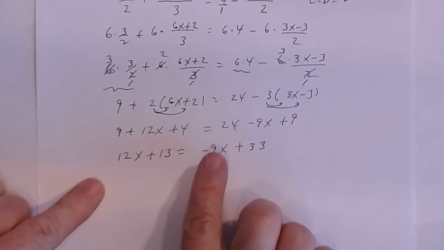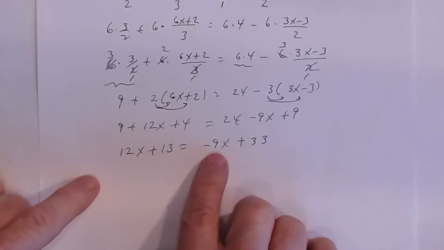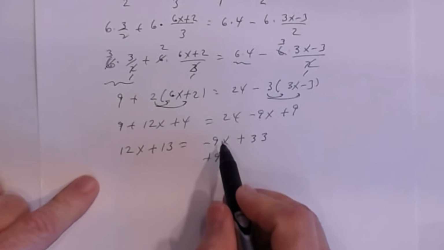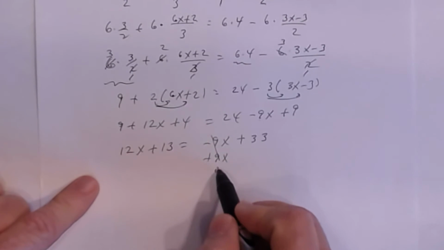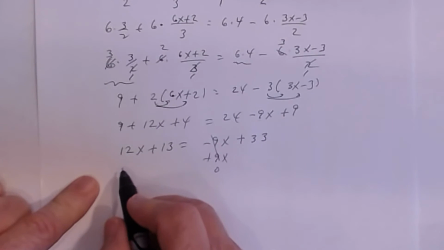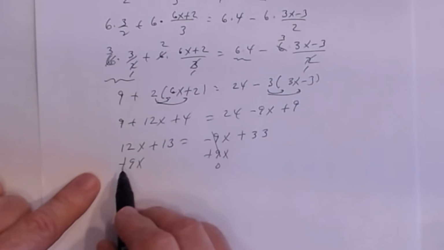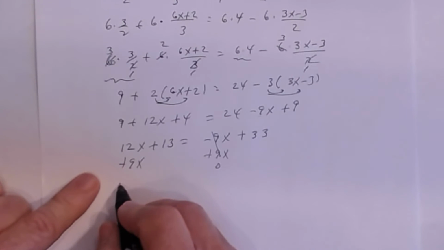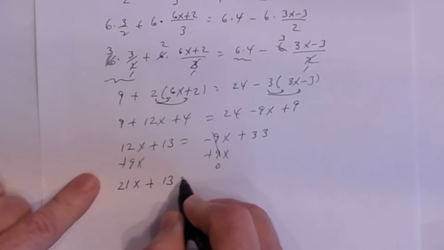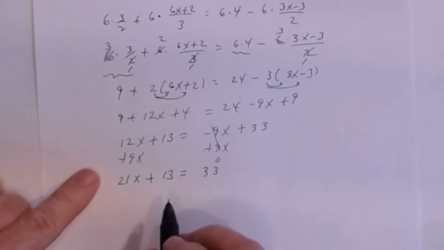Now at this point, I'm going to bring all the variables to one side, all the constants to the other. So let's get rid of this negative 9x first. I'm going to add 9x to both sides, because negative 9x plus 9x is 0. But what I do to one side of the equation, I do to the other. And notice I'm aligning my like terms. 12x plus 9x is 21x plus 13 equal 33. 0 plus 33 is 33.